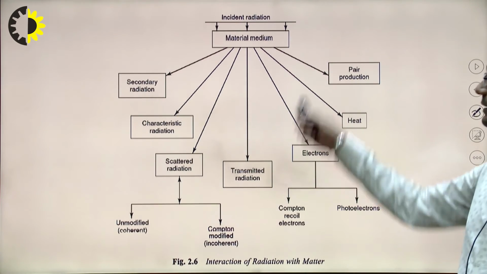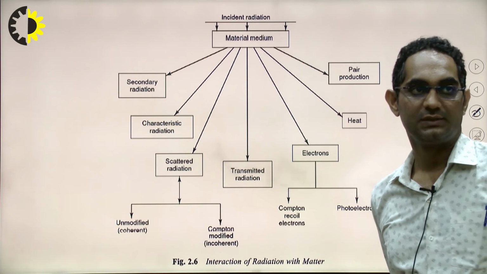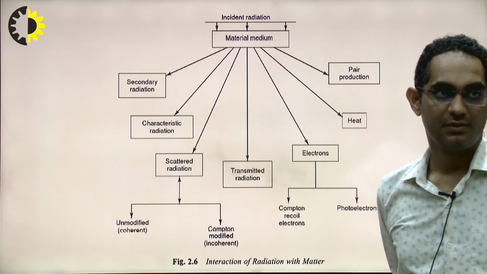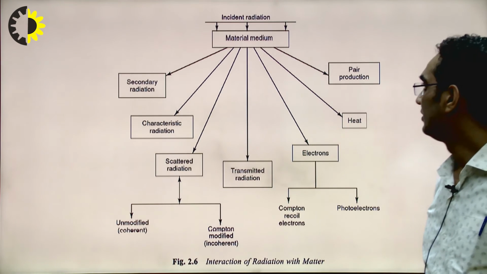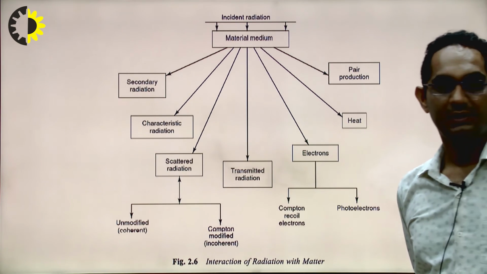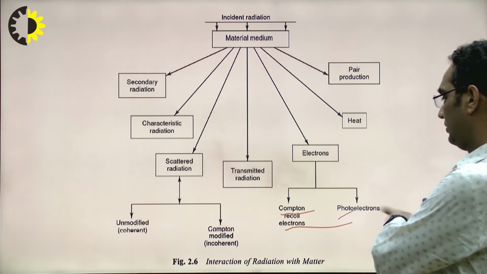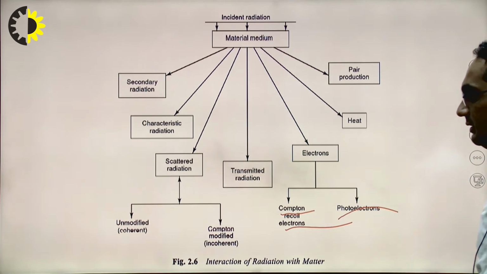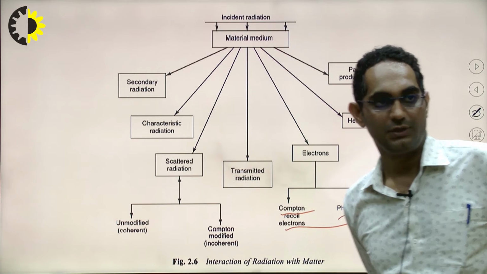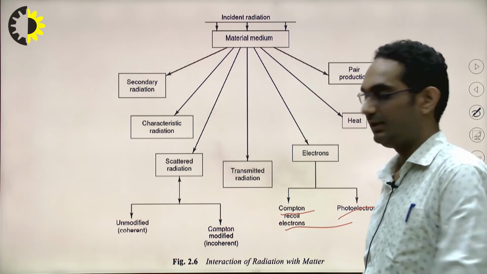So, when the incident radiation falls over the material medium, it gets separated into secondary radiation, characteristic radiation, scattered radiation, transmitted radiation, electrons, heat and pair production. The electrons are then subdivided into Compton recoil electrons and photoelectrons. And the scattered radiation gets further modified into the unmodified coherent and the Compton modified, that is, the incoherent.